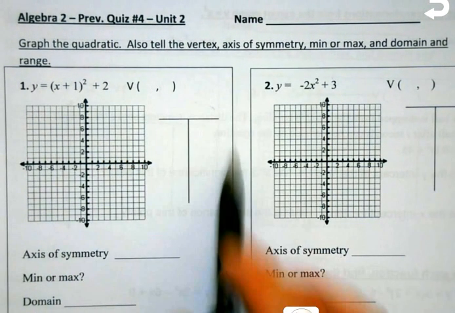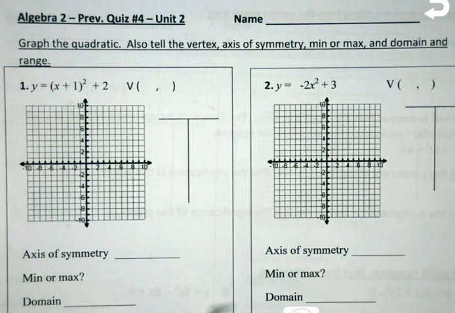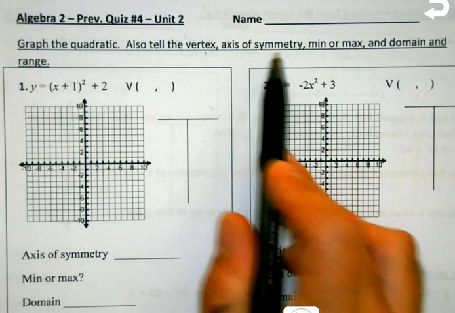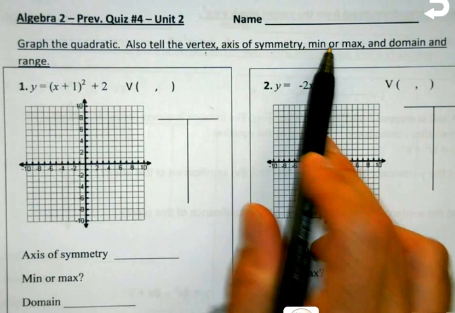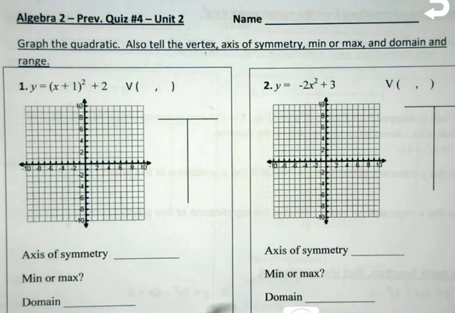I put a table over here. If you don't want to use the table, you don't have to. Okay. And then we're going to do the vertex, the axis of symmetry, if it's a min or a max, the domain and range. And I put blanks in for all of these to kind of remind you of that so you don't forget anything. So, okay, let's start with the easy stuff. At least I hope it's the easy stuff.